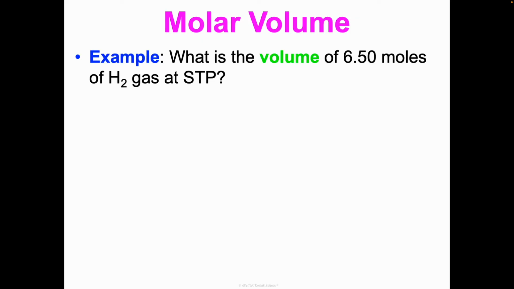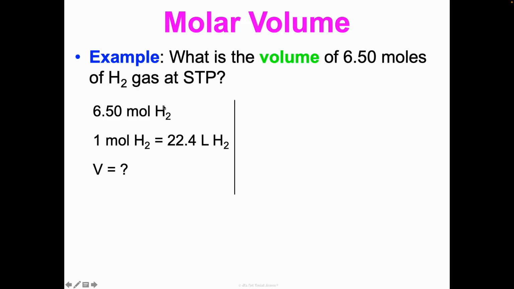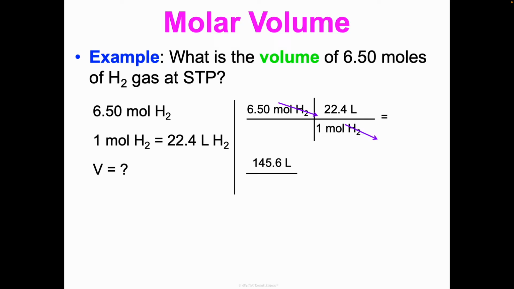Okay, first, let's read. What's the volume of 6.50 moles of hydrogen gas at STP? Well, we know 6.50 moles. We know that at STP, 1 mole of hydrogen gas is equal to 22.4 liters of hydrogen gas. So we want to know, well, what's the volume then of this many moles? So we're just going to do a simple conversion. 6.50 moles of hydrogen gas, and we have 1 mole of hydrogen gas is the same as 22.4 liters of hydrogen gas at STP. Those would cancel out. We multiply across the top, we multiply across the bottom, divide by 1, and you get 146 liters of hydrogen gas.